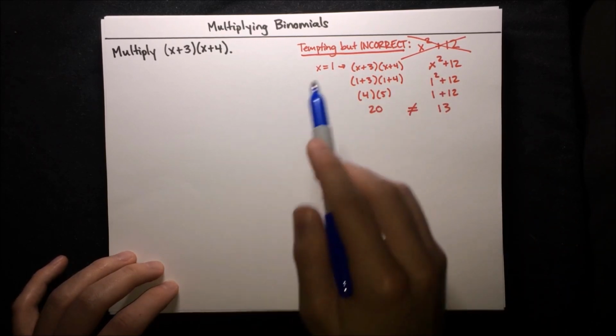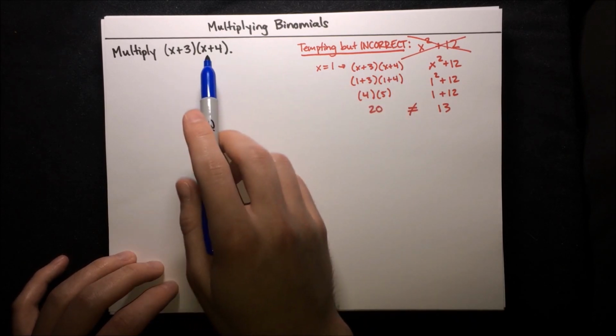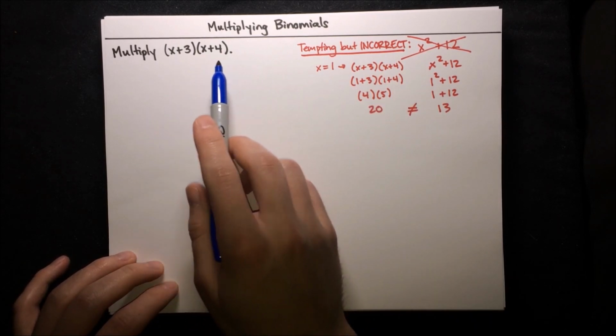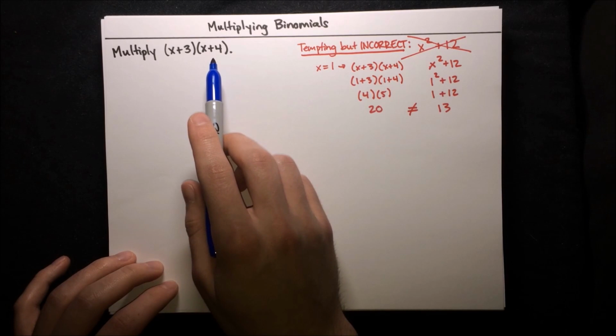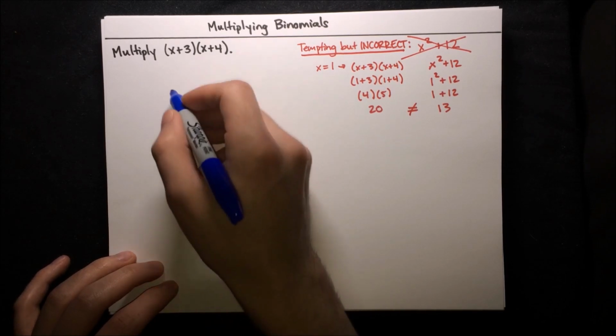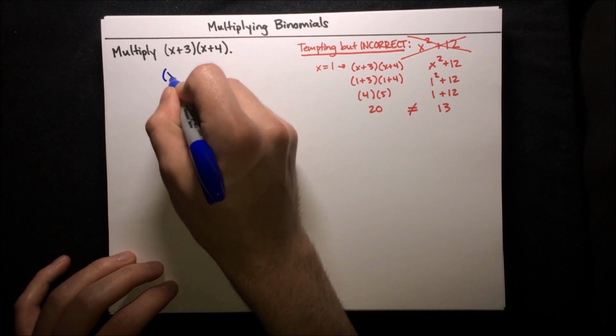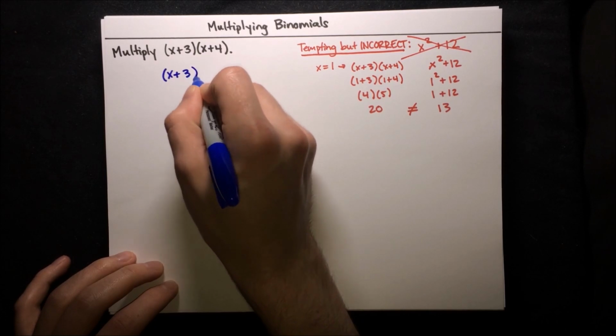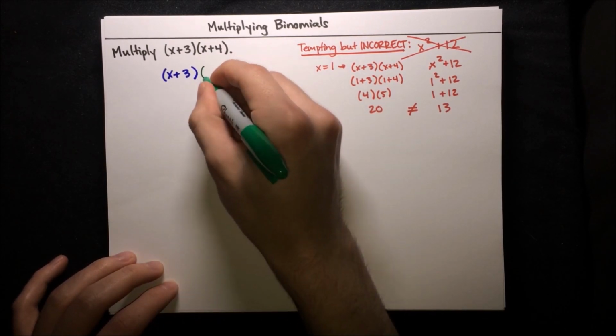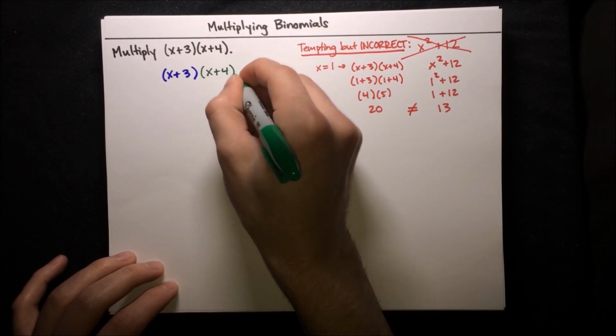Okay, so now we know the incorrect way to multiply these. Why don't we talk about the correct way, which uses the distributive property. To illustrate this, let's use some color. So let's write this again: x plus 3 in blue times x plus 4 in green.